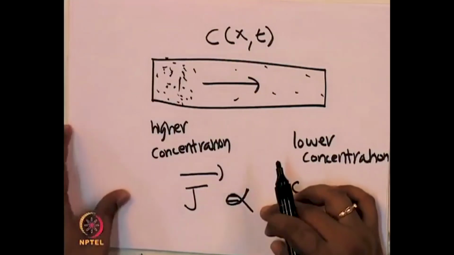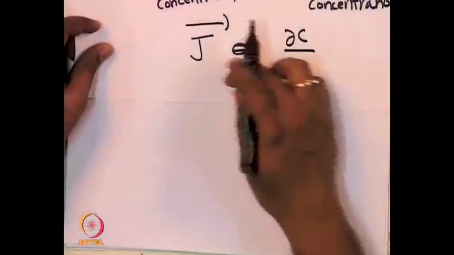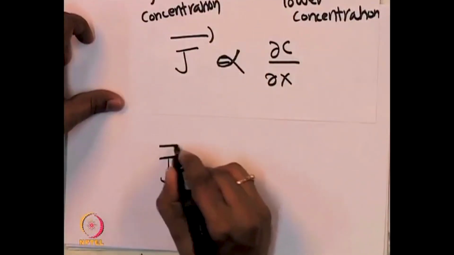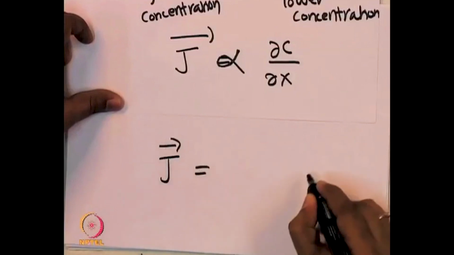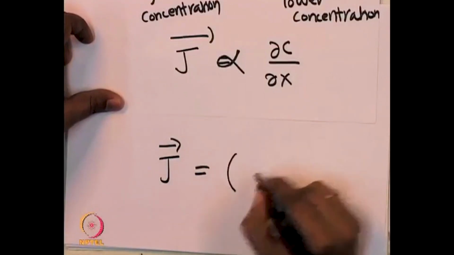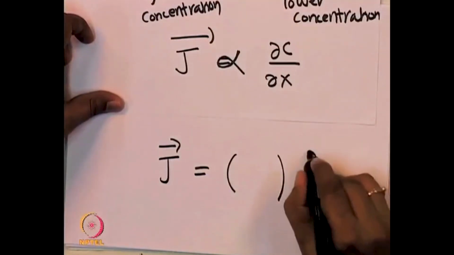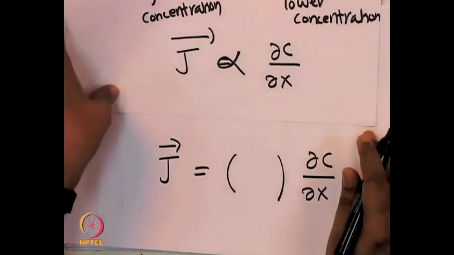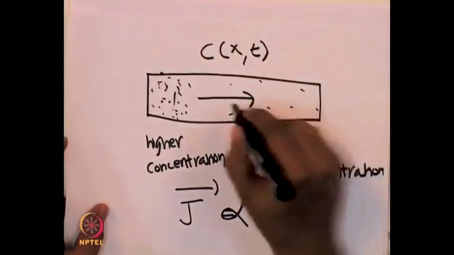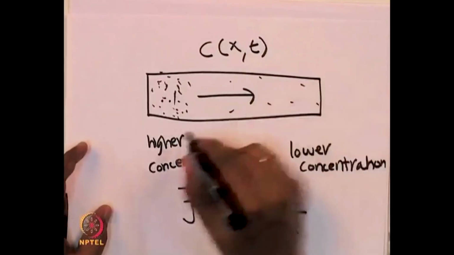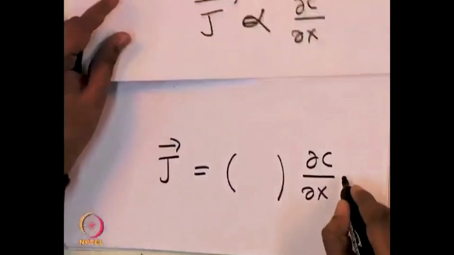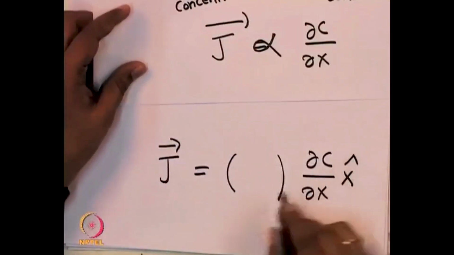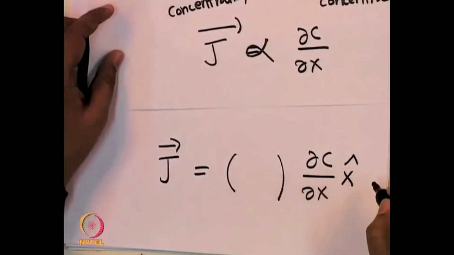So, now what is this proportionality constant here? You have something proportional here. So, I can write J is equal to some constant times del C by del X, and we know that it will flow in the x direction. If you call this the x direction, then x cap means flowing in the x direction.